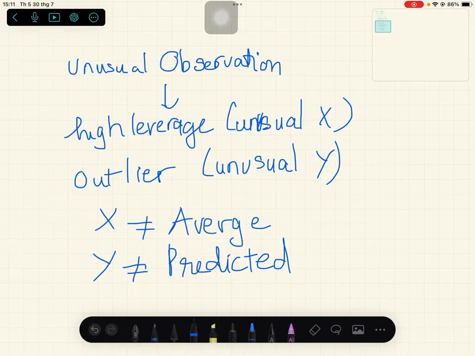Now, here is the key idea. Not all unusual observations are unusual in the same way. There are two completely different possibilities. The first is called high leverage. The second is called an outlier. Let's separate them. A high-leverage observation has an unusual value of the independent variable X.